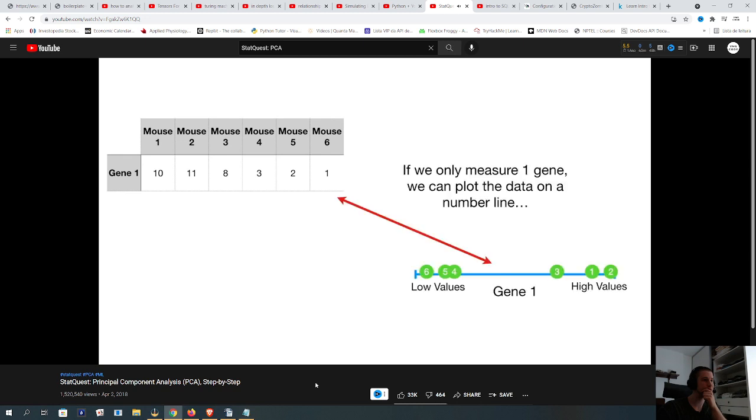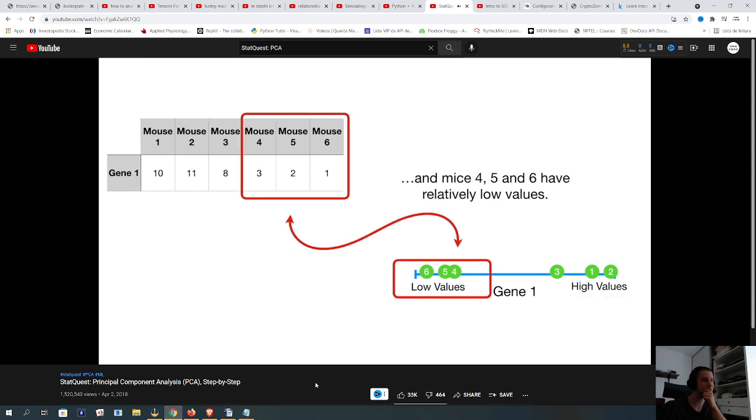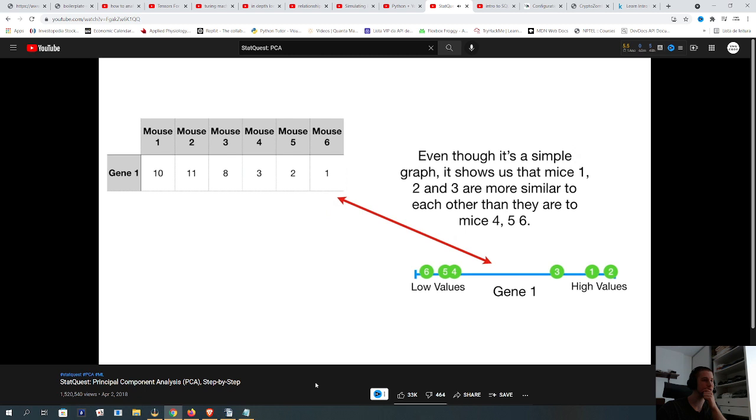If we only measure one gene, we can plot the data on a number line. Mice 1, 2, and 3 have relatively high values, and mice 4, 5, and 6 have relatively low values. Even though it's a simple graph, it shows us that mice 1, 2, and 3 are more similar to each other than they are to mice 4, 5, and 6.